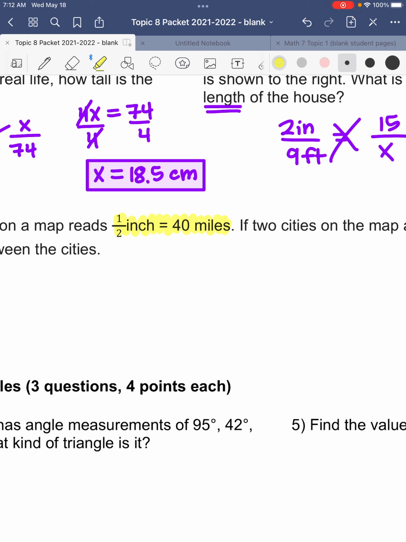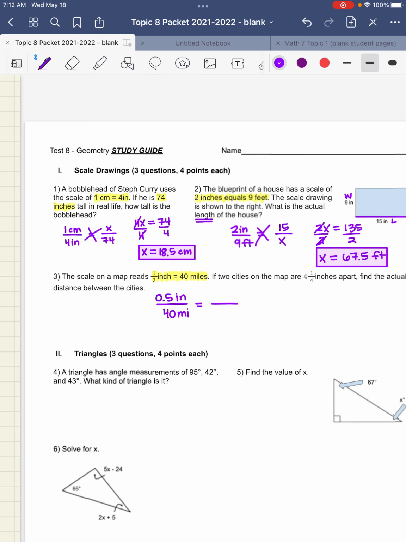So what can I do with this 1/2 so that I don't have a fraction inside of a fraction? I can make it 0.5. That's exactly what I'm going to do. So we're going to have 0.5 inches over 40 miles. Okay, this tells me that I need inches on top and miles on the bottom. So let's see what else we were given.